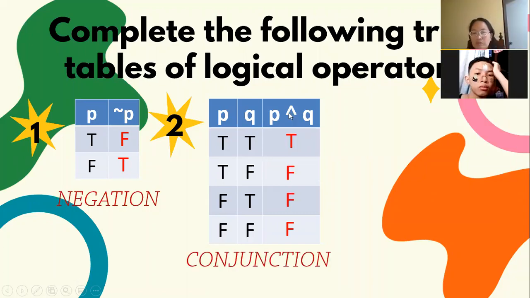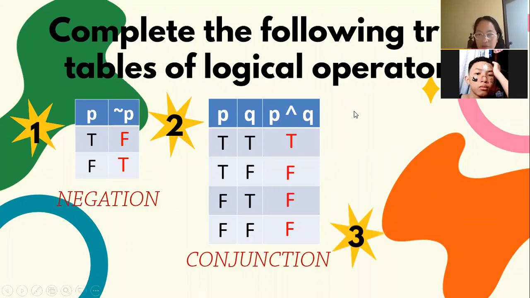Yan. Okay. So remember this symbol. How do you read this symbol, Shello? And po. Yan. Okay. Or the conjunction of P and Q. So remember that in conjunction, the only true proposition for the conjunction of P and Q is that if both P and Q are true. Ano po? Yun lang. Dun lang siya nagtutrue.